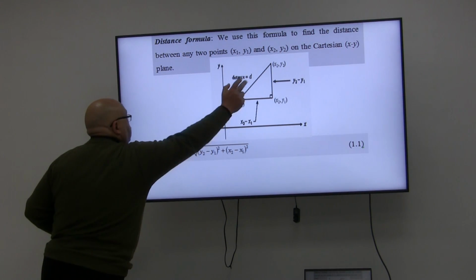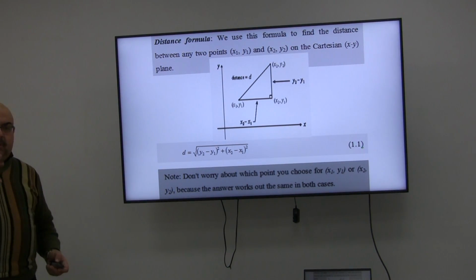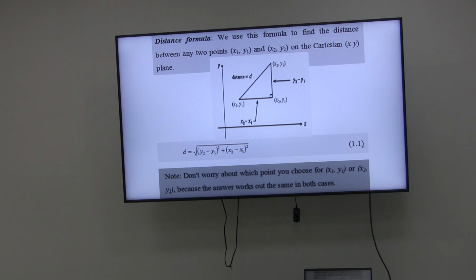As I told you, these are 2 points. Don't worry about which one of them will be point number 1 or point number 2, as long as you are doing the same exact difference in evaluating the distance.